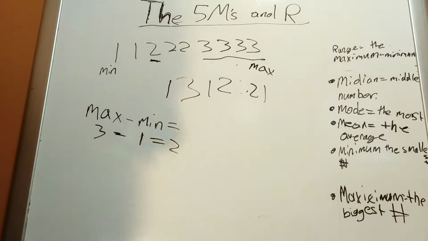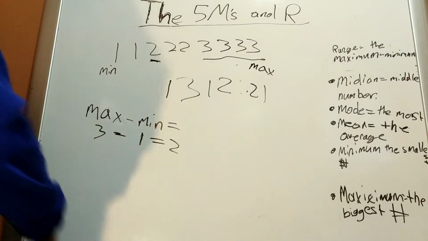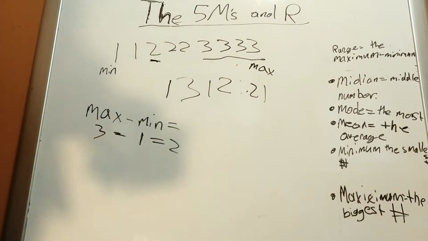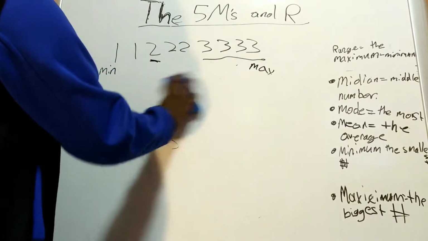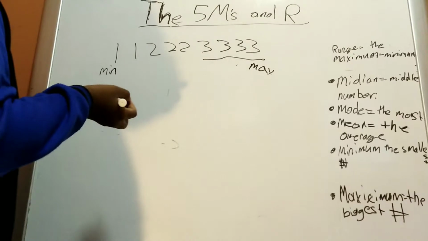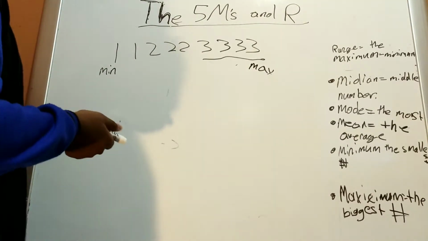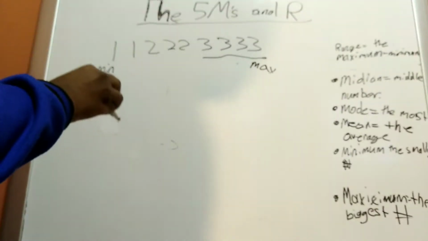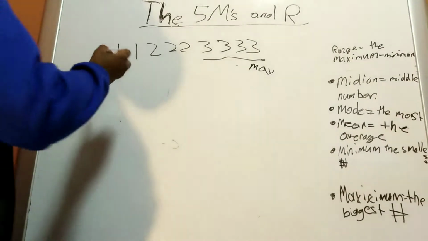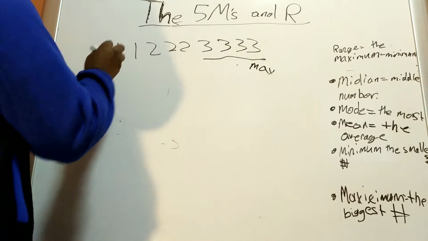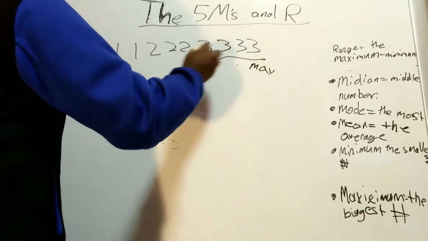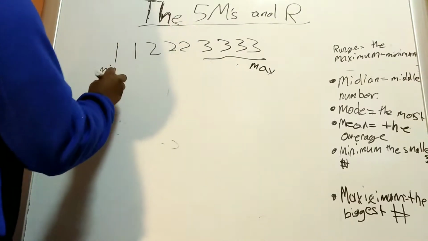So now we have to find the middle of the numbers. I'll be erasing this so I can give you a better idea of what I'm doing. So then you have the median, which means the middle. If you break it down, you hear mid, which kind of means middle, but median means middle. So, you can either do something like this.